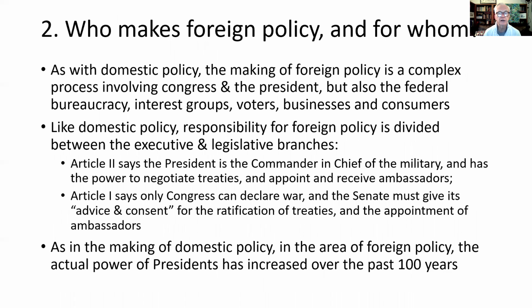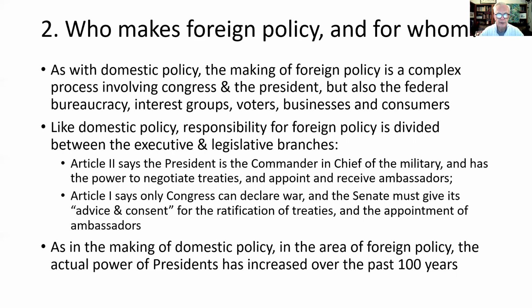Now, like domestic policy, responsibility for foreign policy is divided between the executive and legislative branches. Article 2 of the Constitution says that the president is the commander-in-chief of the military, and he has the power to negotiate treaties, and he has the power to appoint and receive ambassadors to and from other countries. But Article 1 says that only Congress can actually declare war against another country, and the Senate must give its advice and consent for the ratification of treaties negotiated by the president, and has to give its advice and consent for the appointment of American ambassadors abroad. And so both of them have a role to play in foreign policy, and the idea is that they check and balance each other.